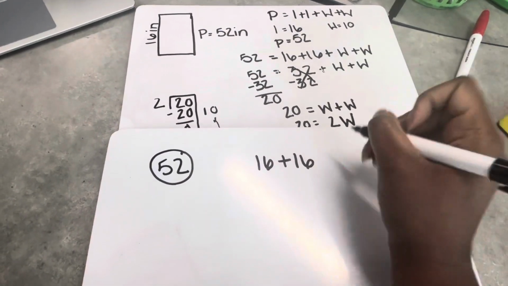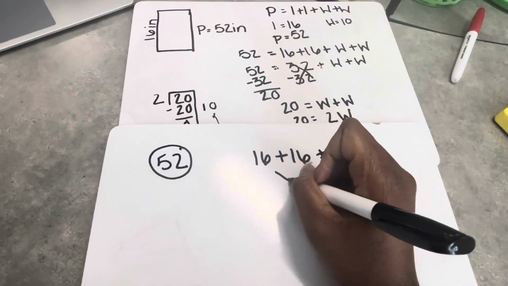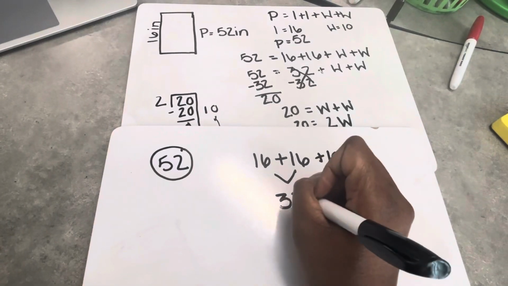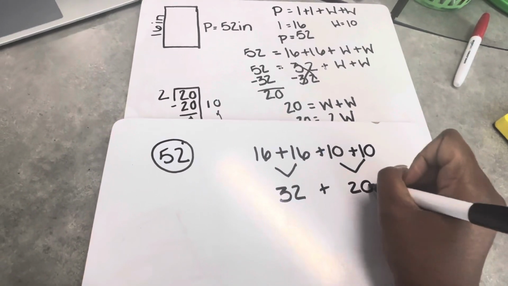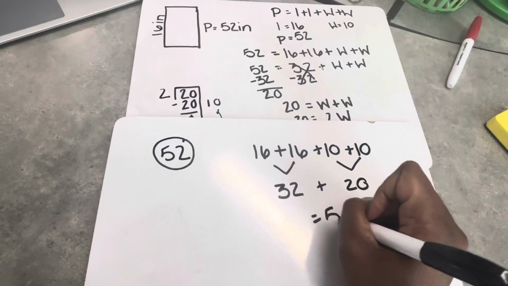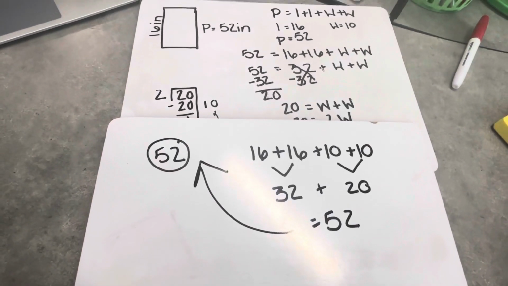So we have 16 plus 16 plus 10 plus 10. So we know 16 plus 16 is equal to 32. We know 10 plus 10 is equal to 20. Once we add them up, we have 52, which is that magic number. That's how we know we're right.